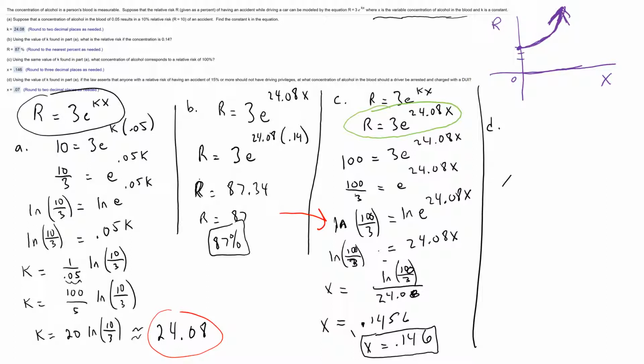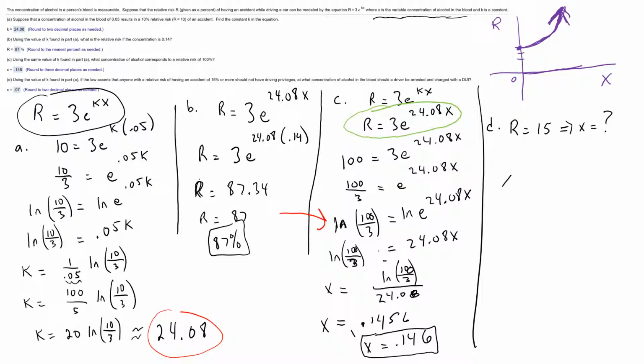Part D says if a person has a risk of 15% or more, then that person should not have driving privileges. Then what concentration of alcohol should a person be arrested and charged with a DUI? So the government is saying that they've decided that if a person has a risk of 15%, that's where they should draw the line and charge the person with the DUI. But they want to know what alcohol level would correspond to that. So if the risk is 15, they want to know what x should be. What should the alcohol level content be?